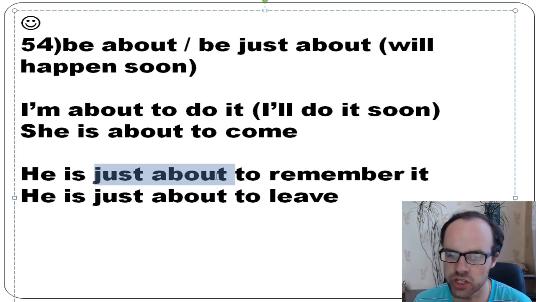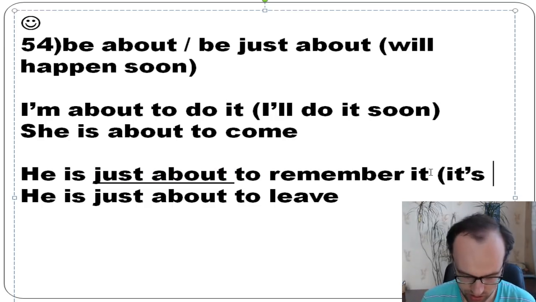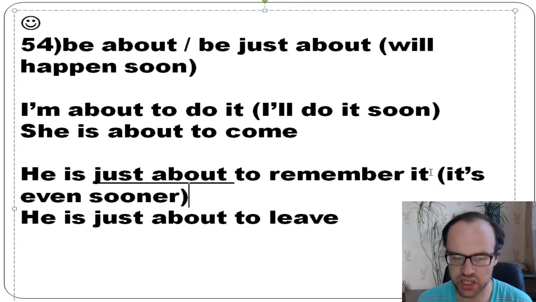Or you can say just about, so it's even sooner. So this phrase sounds stronger. He's just about to come means that he will come really soon. He's just about to remember it. So he'll remember it really soon, okay? He is just about to leave. It means that he will leave really soon. So maybe in a minute or in a second or in 10 seconds. So it's stronger than be about.